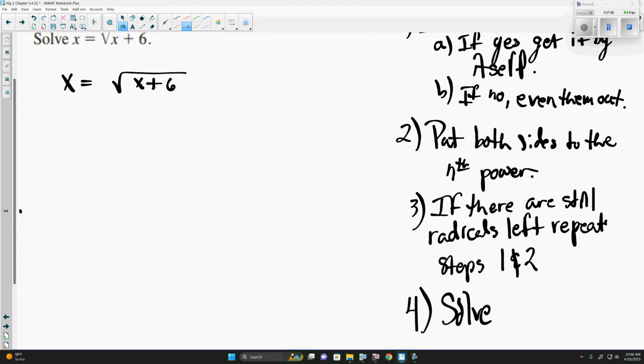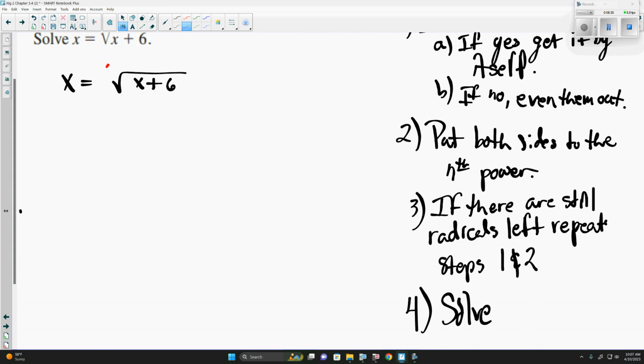So when we look at this first problem here, x is equal to the square root of x plus 6. So is there more than one radical here? No. So we just need to get it by itself. Is the radical by itself? Is there anything being multiplied in front of the radical? Is there anything being added to the radical? So is it by itself? No. Okay. So the radical is by itself. We're not too concerned about the fact there's x plus 6 inside the radical because there's nothing else outside. So we move on to step number 2.